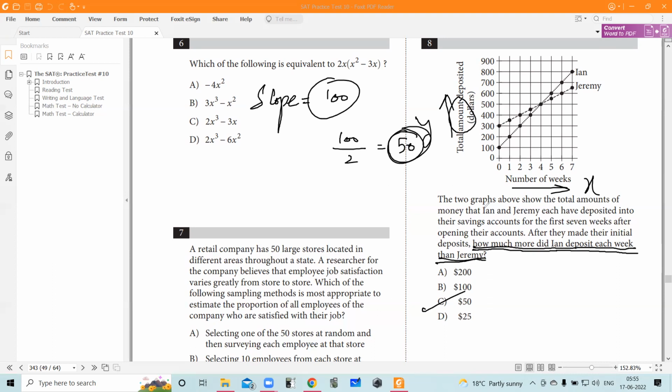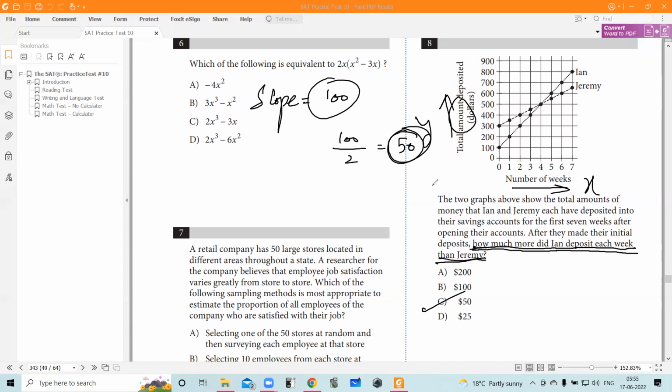Oh, I thought I had to add the y-intercept. But it's not telling you how much the initial deposit is. It's telling you how much more Ian is depositing every week. Whatever the initial deposit is, no doubt Ian has an initial deposit of $100 and Jeremy has $300, but we don't care about that. We care about how much Ian is depositing every week and how much Jeremy is depositing every week. And definitely Ian is depositing more because his slope is higher. Exactly. So that's 50.